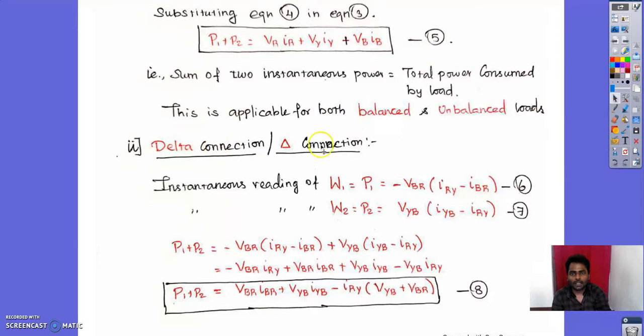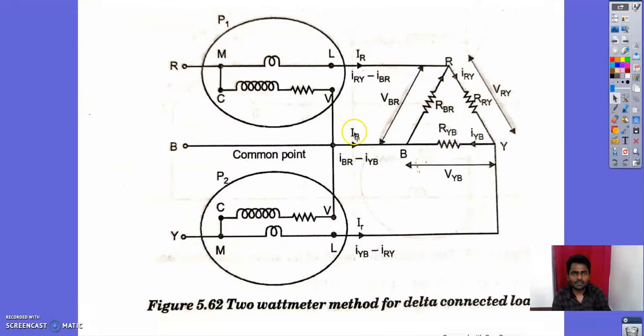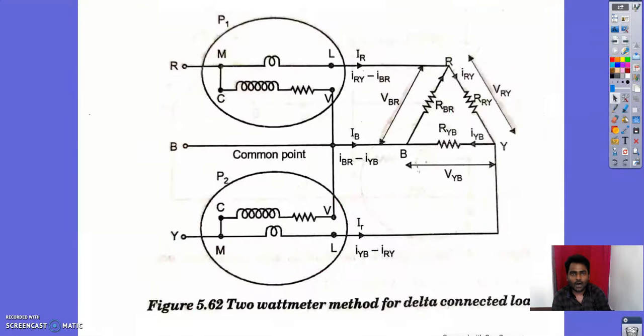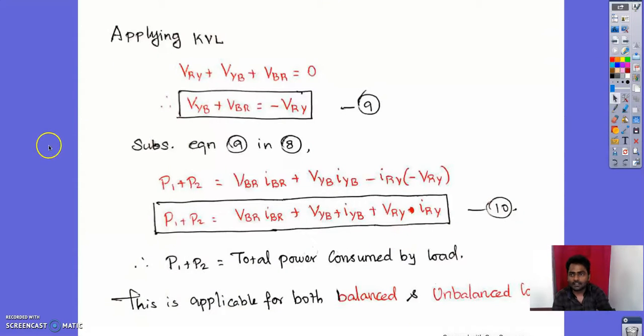And coming to delta connection, the instantaneous power is given by, so in delta connection the diagram is here. The voltage across the phases are VBR, VRY, VYB respectively. So this is how your voltage will be. So I was writing the formula for your wattmeter 1 power, that is P1 is equals to minus VBR. Why minus? Because we are measuring the term with respect to R phase because of the current IR. But the voltage is from B to R. So we are giving minus sign in this equation.